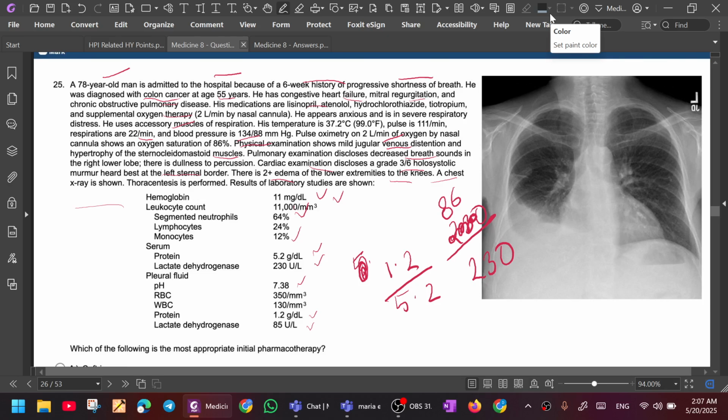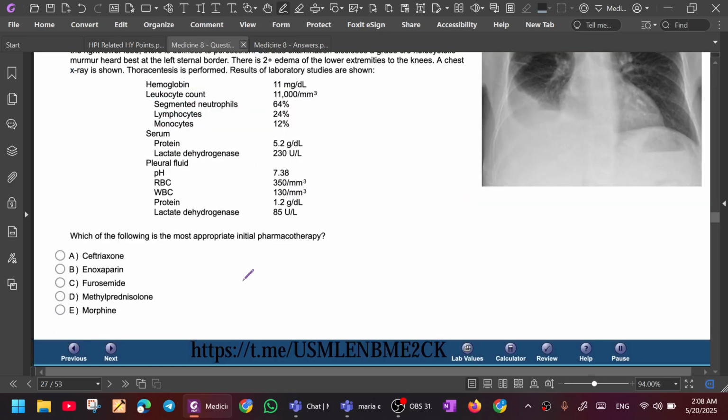What does he have? Pleural effusion seen on the X-ray, right-sided pleural effusion. So he has a bacterial pleural effusion. No, it's edema, and then not exudative. It's transudative. Okay, they are talking about the therapy.